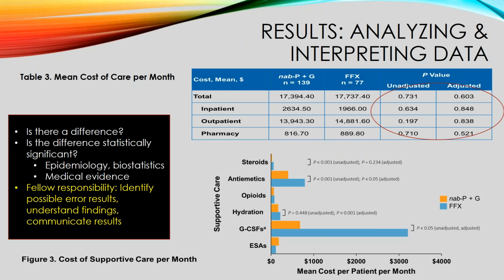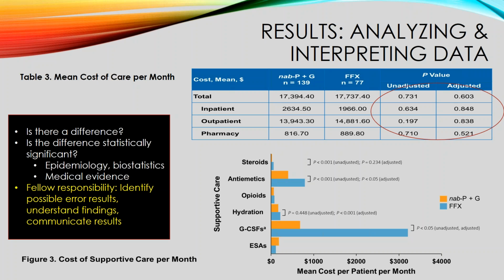And we wanted to look at costs overall, but we also want to dig a little bit deeper, because in the third row of the cost table, we saw that the outpatient costs for FOLFIRINOX were higher. So we dug a little deeper, and we found in Figure 3 that supportive care was the main driver of that. And if we look at the second to last item, the GCSF usage, we saw that was significantly higher in the FOLFIRINOX arm.